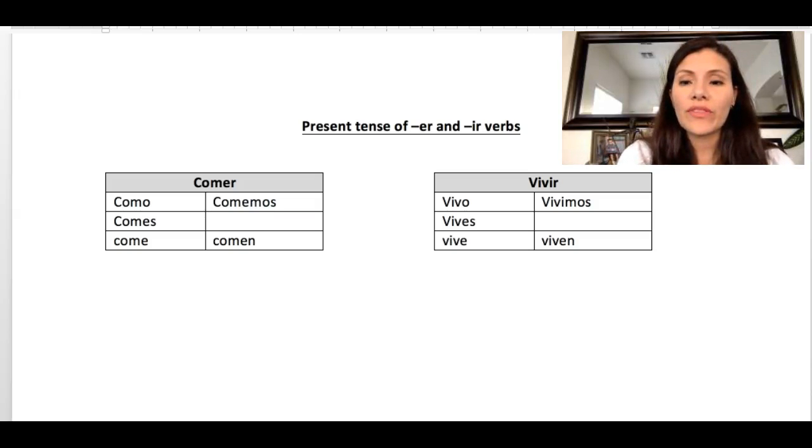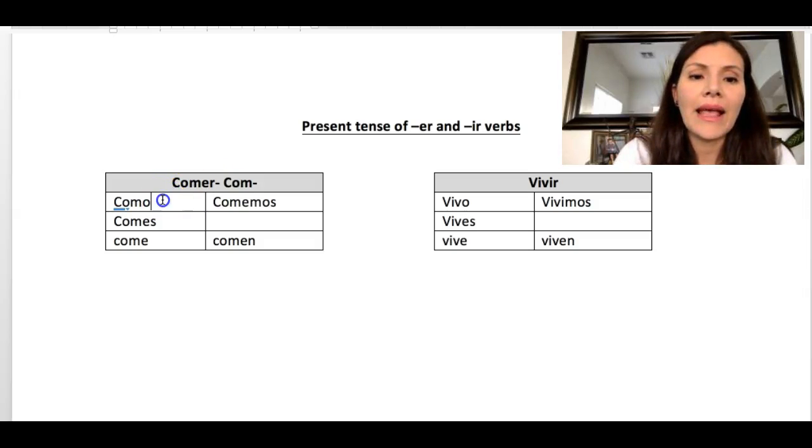So we do the same thing with the ER ending verbs and the IR ending verbs, but they have different endings. For example, with ER ending verbs, remember that we eliminate the ER, so we have now the root com, and then we add our endings. In the yo form, they will add an o. Tú form, they will add es. Él, ella, usted form, e. Nosotros form, emos. Ellos, ellas, ustedes form, en.